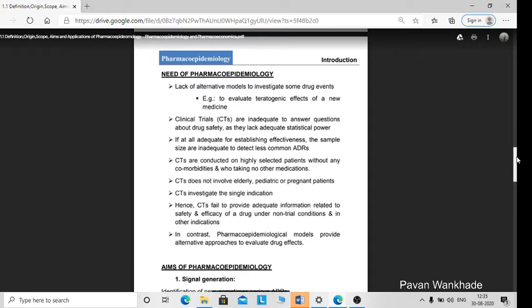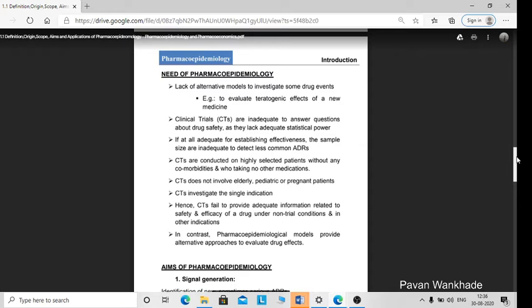the drugs. Clinical trials are inadequate to answer questions about drug safety as they lack adequate statistical power. Even if they are adequate for establishing effectiveness, the sample sizes are inadequate to detect the less common adverse drug reactions. Clinical trials are conducted on highly selected patients without any comorbidities and who are taking no other medicines.